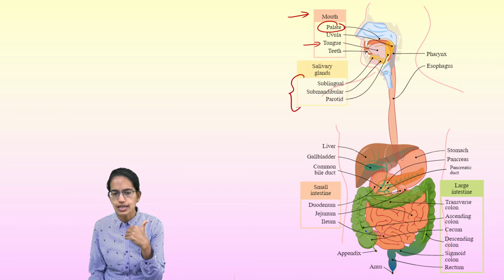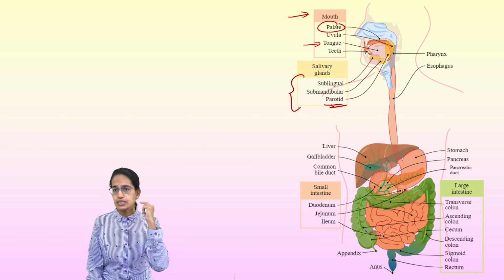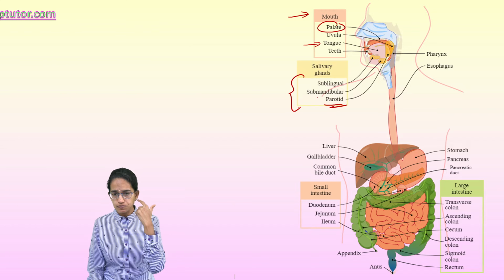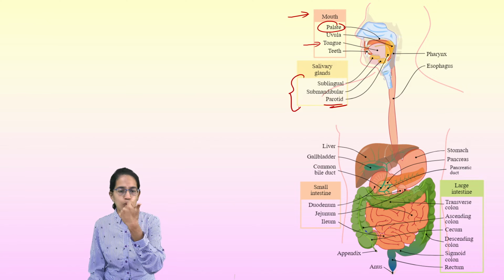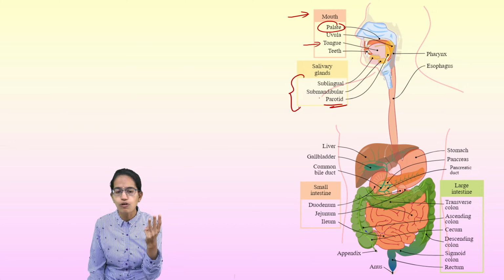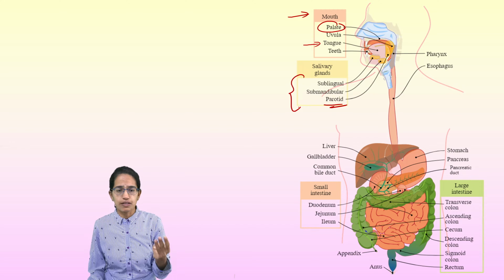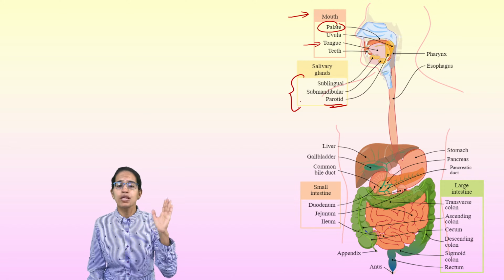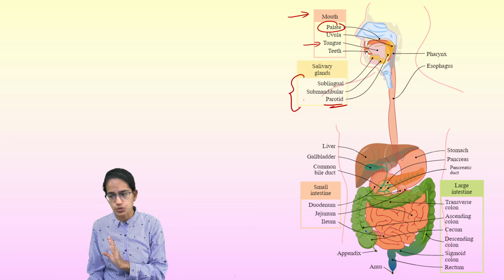The buccal cavity also releases secretions through the salivary glands. The three salivary glands are the parotid, which is at the back beneath the ears, the submaxillary, at the palate, and the sublingual, below the tongue. So there are three pairs of salivary glands. The idea of the salivary gland is to release salivary amylase, which converts starch to simple sugar.